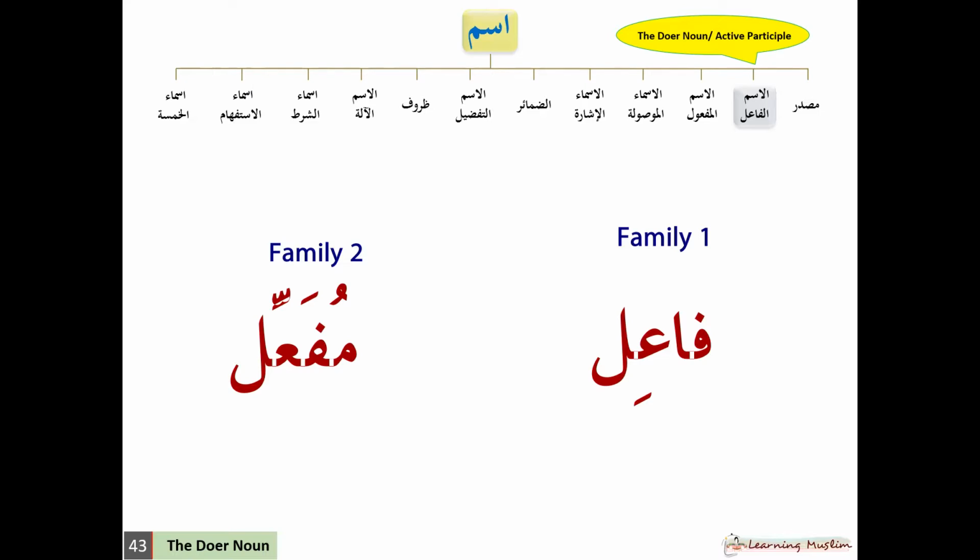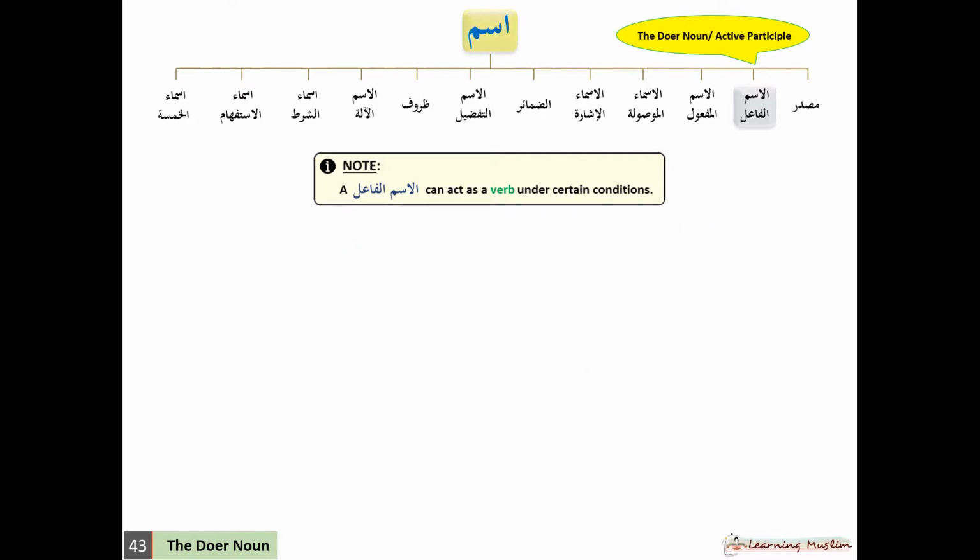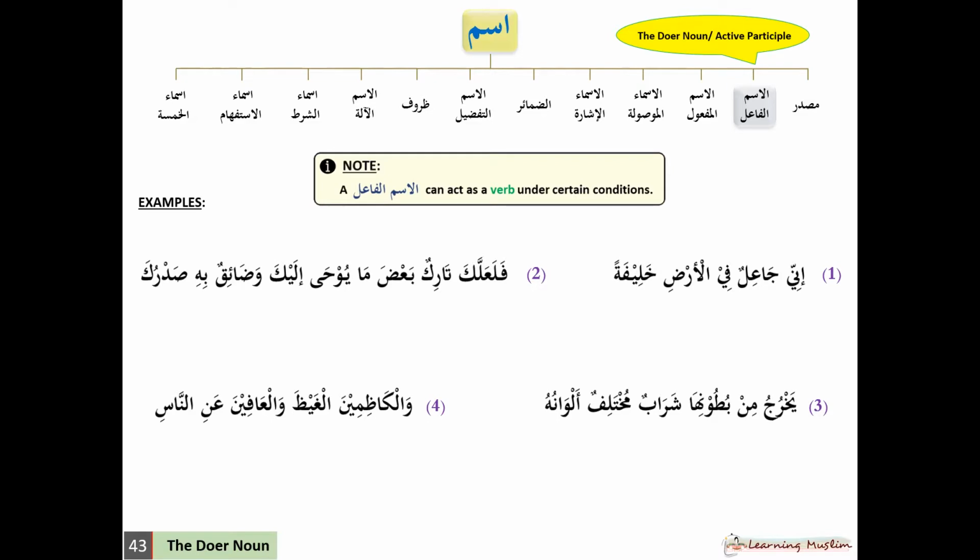So the doer noun also has a rare function in that it can sometimes act as a verb under certain conditions. If those conditions are met, then it will act as a verb. Here are some examples. Number 1, إِنِّي جَاعِلٌ فِي الْأَرْضِ خَلِيفَةً.